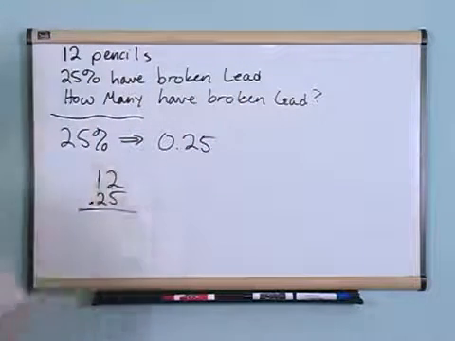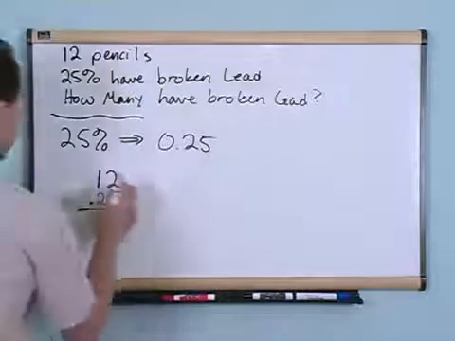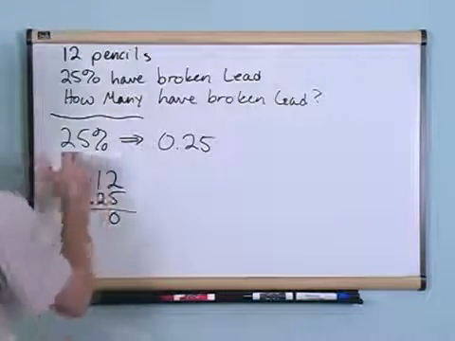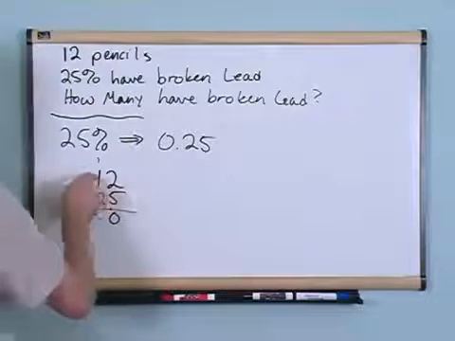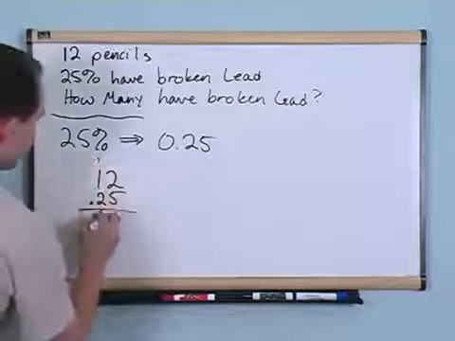So how do we do this multiplication? I've already taught you this. 2 times 5 is 10, so I put a 0, carry the 1. 5 times 1 is 5, plus 1 is 6, okay?